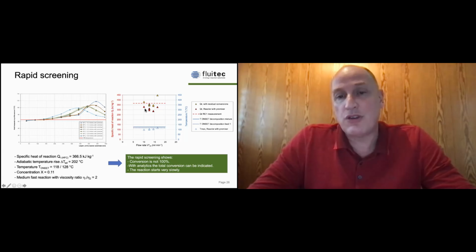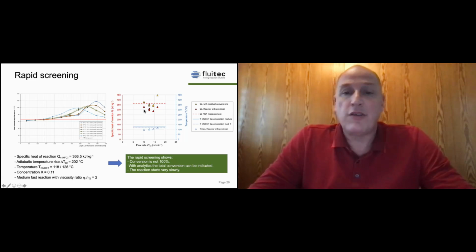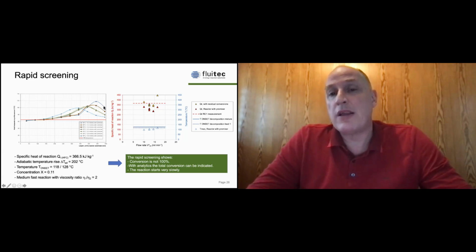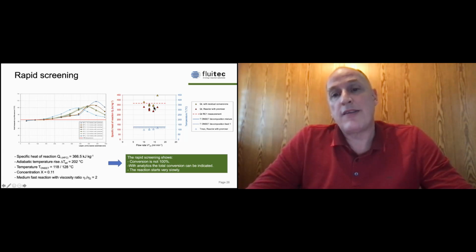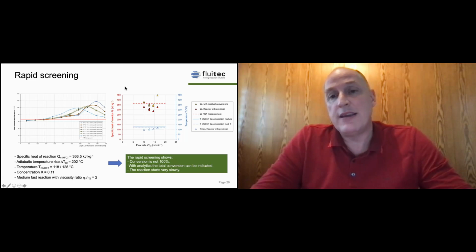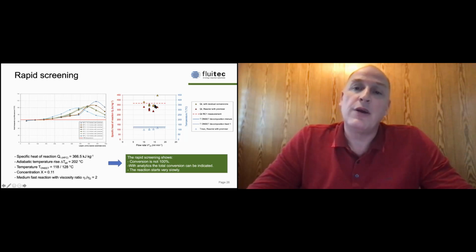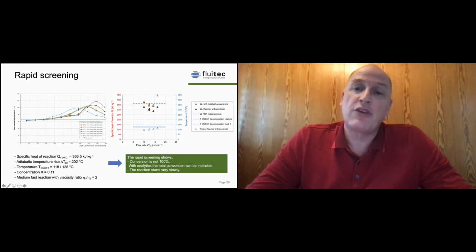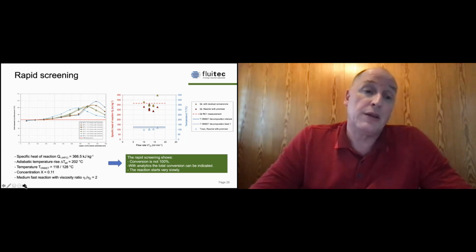And what we did is here the red points. This is the specific heat of the reaction that we got here. As you can see on the curve, not 100% conversion was realized. What you can see here, when you take the sample and you measure the conversion and add the difference of the heat, then you will see we are quite close to the specific heat of the reaction on a RC1.